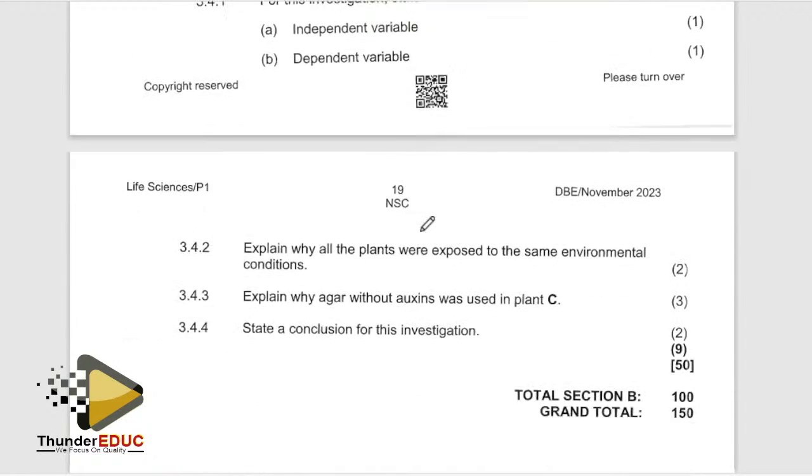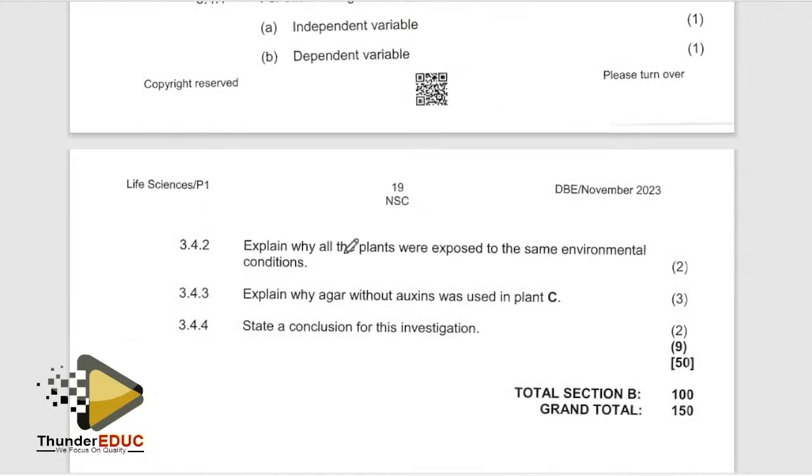All right, and explain why the plants were exposed to the same environmental conditions. Why did we expose the plants to the same environmental conditions? Remember, the moment they talk about the same environmental conditions, it is to talk about validity.